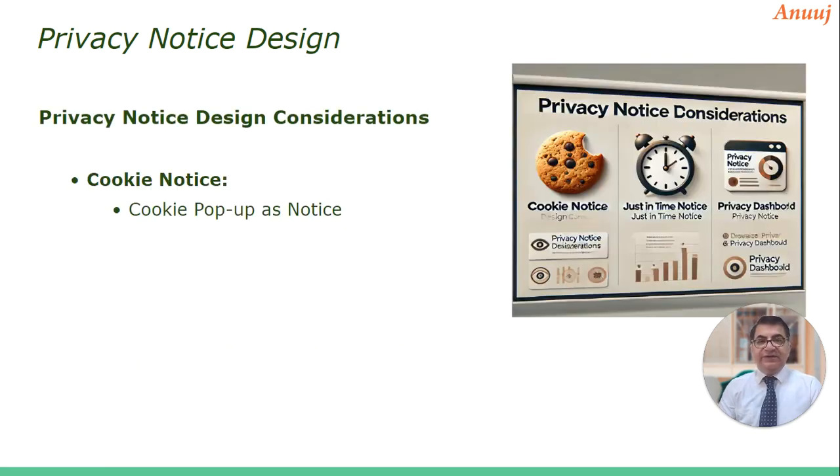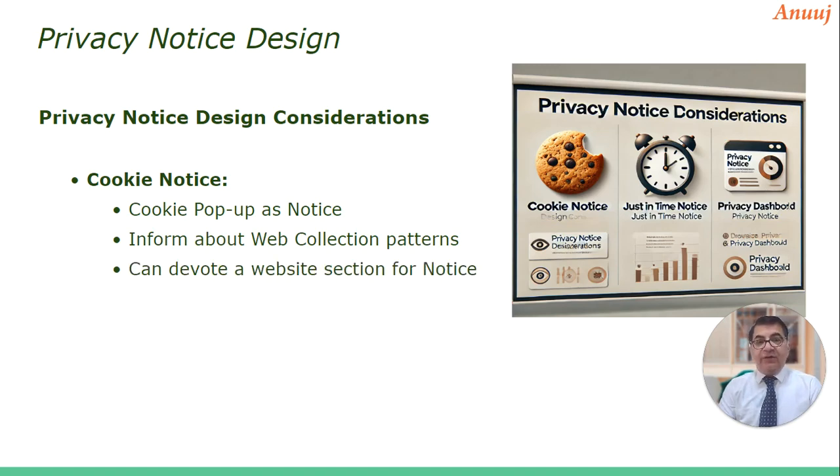Then you talk about cookies. If it's a web application, there are cookies. Cookies can also act as a notice, right? So when someone is surfing on a particular area on your website, a cookie pop-up notice can come up and inform them about the way the data would be collected and handled through the cookies on that particular region of the website. You can devote a particular web section altogether for all your privacy notices. Plus, you can use cookies on specific areas, especially when cookies are being used to collect the information.